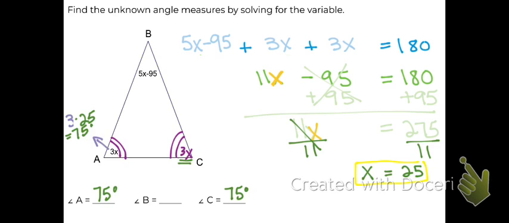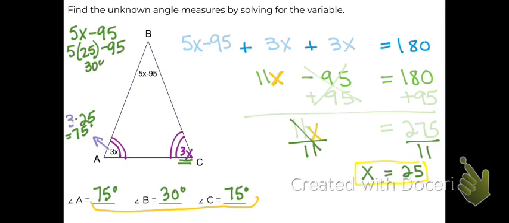For angle B, we have 5x minus 95, or 5 times 25 minus 95. 5 times 25 is 125, minus 95 is 30 degrees. Our last step is to just check our work. Remember, all three of these angles need to add up to 180. So just put this in your calculator. Is 75 plus 30 plus 75 equal to 180? Yes.